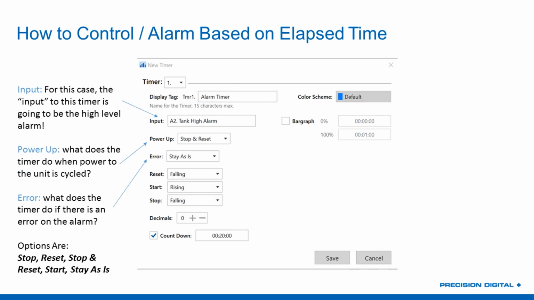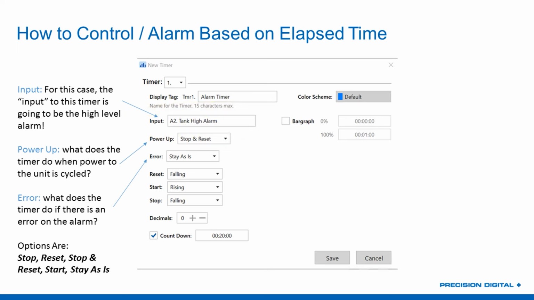Well, the first thing we want to do is create, we already have our level channel. We already have our high level channel. So all we're doing is basically creating a new alarm off of that. And so what we do is we create this timer here. And the timer, for the input, it's going to be our high-level alarm. So that's the input to this timer. When that alarm is active, that's when we want to start timing.